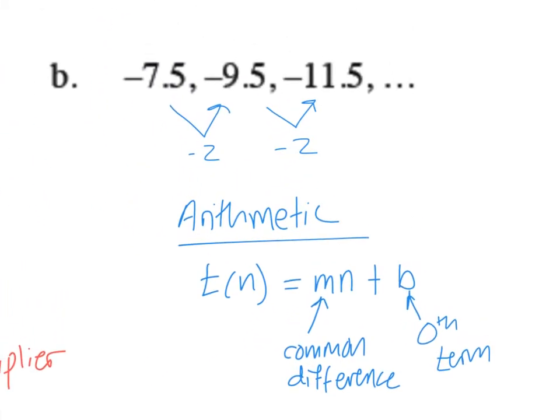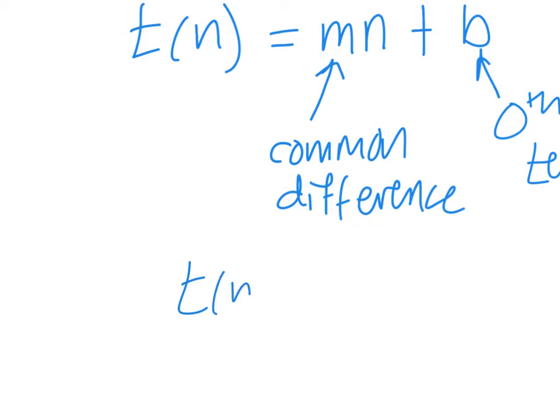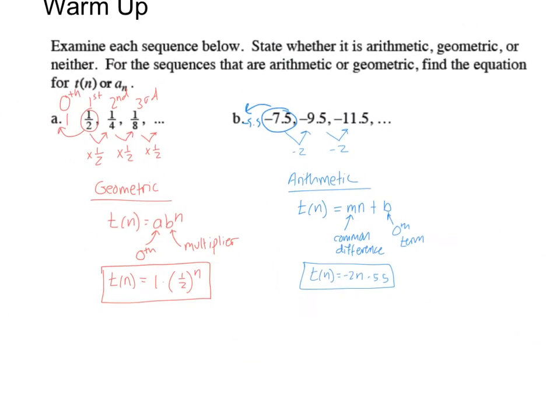So as I look at my sequence right here, I know that I'm subtracting 2 every time. So that's going to be the quantity that I plug in for m. And then my 0th term would be taking this thing and going the opposite direction, going backwards to the 0th term. And so I believe that would be negative 5.5, as I would be adding 2 to go backwards to the 0th term. So as I write my equation modeled by that arithmetic sequence, it would be negative 2n minus 5.5. You don't need to say plus. Beautiful. Geometric and arithmetic sequences, and we'll practice more of this as we move on.